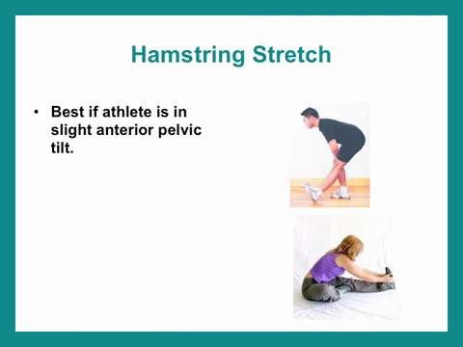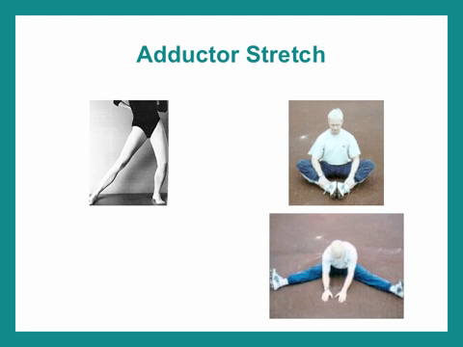So a hamstring stretch, if you're going to prescribe a hamstring stretch, it's best if you have the athlete in a slight anterior pelvic tilt. Again, we're lifting up or bringing up the origin attachment of the muscle, which is the ischial tuberosity, stabilizing it there, and so they won't have to go into as much hip flexion before they feel the hamstring stretch. Adductor stretch, several ways to do that: butterfly, standing, sitting.